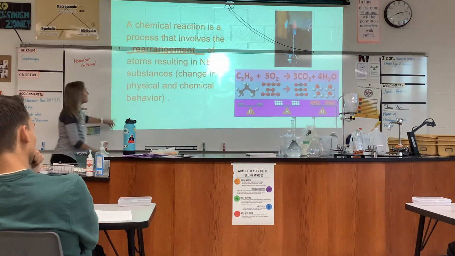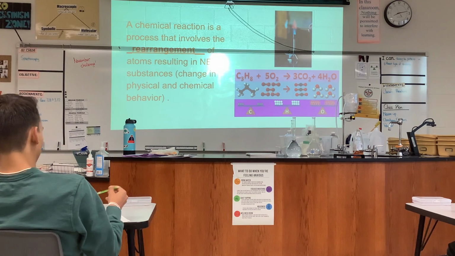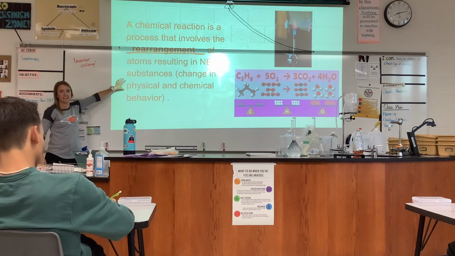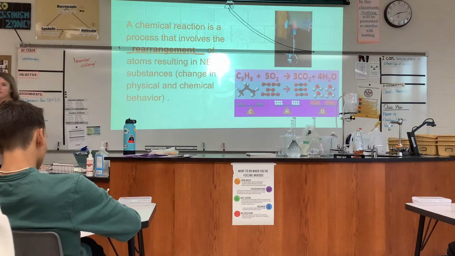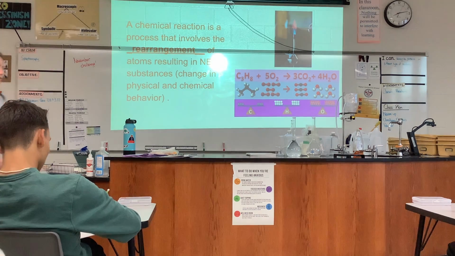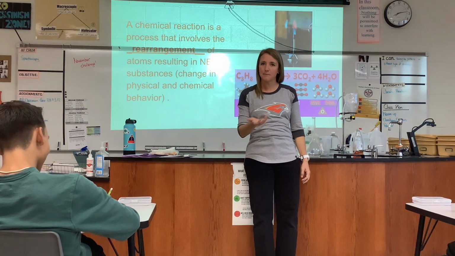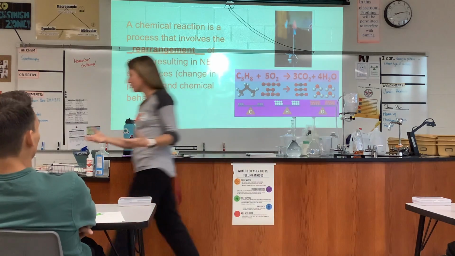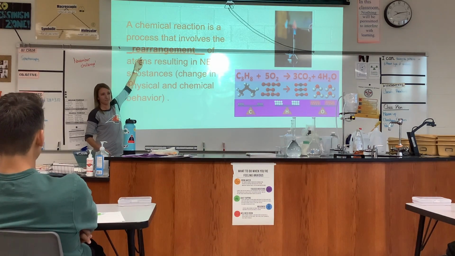All right, so a chemical reaction is a process that involves the rearrangement of atoms resulting in a new substance. Now, one question that some of you missed on the test was talking about this law of conservation of matter, right? When we balance a chemical reaction, we know things cannot be created and they can't get destroyed. The key word is they just rearrange.